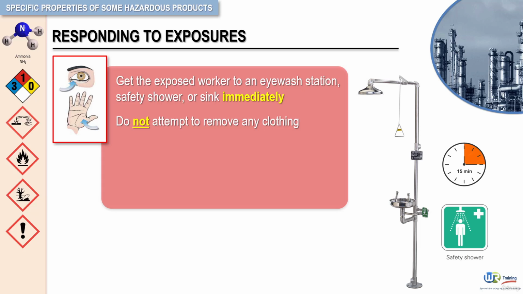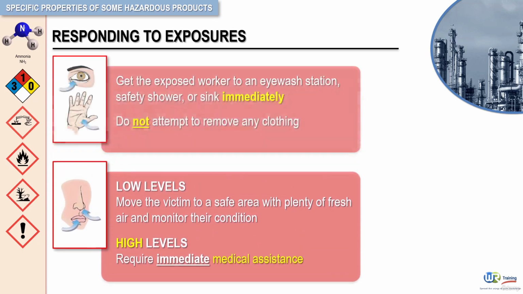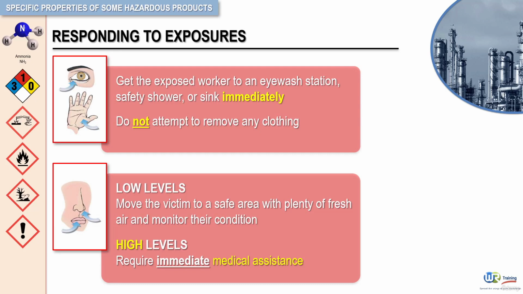If someone has inhaled low levels of ammonia, move the victim to a safe area with plenty of fresh air and monitor their condition. Higher concentration exposures may result in convulsive coughing or respiratory spasms and require immediate medical assistance. Having said that, keep in mind all exposures to anhydrous ammonia, even those that seem minor, require medical attention and evaluation. So always report any exposure right away.